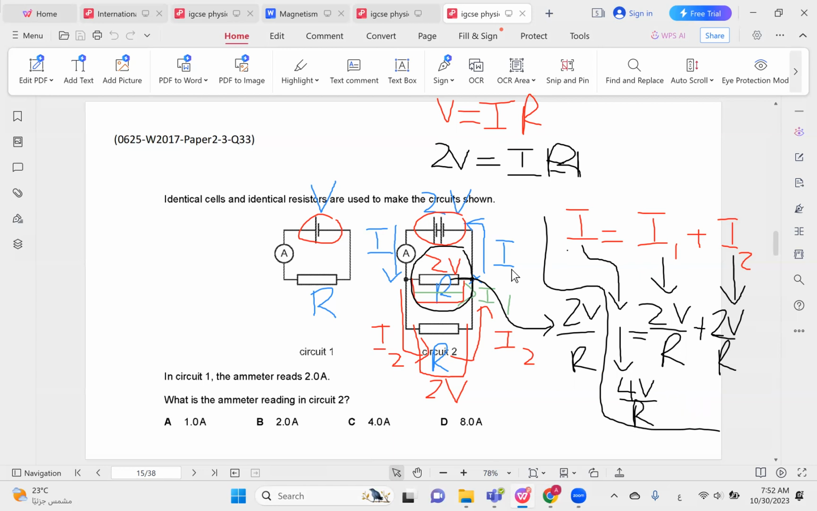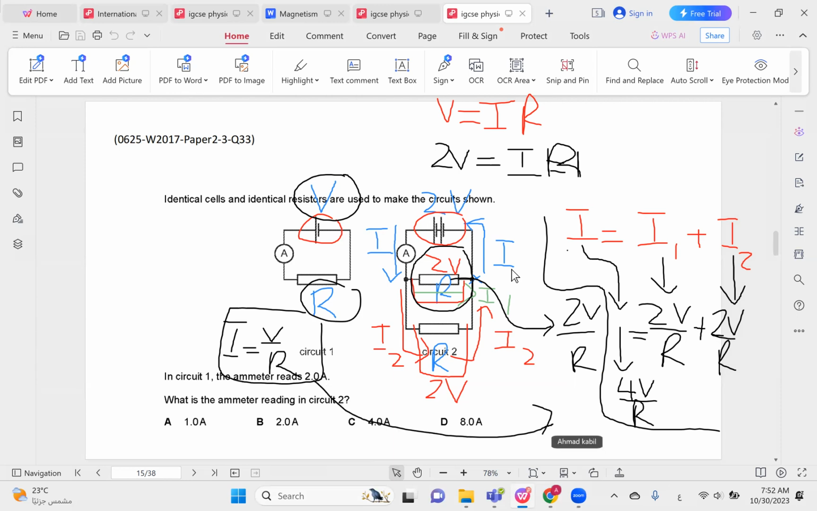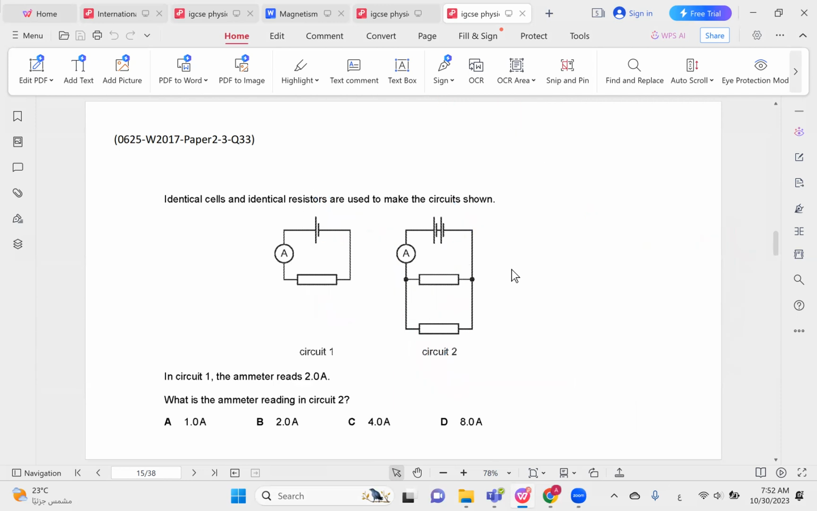What about in circuit 1? In circuit 1, things are much simpler. I have V and I have R, so I is just equal to V over R. So if I compare this current, I equals V over R, with the other current, what do I notice? I notice that it's 4 times as much. The current in circuit 2 is 4 times as much as that in circuit 1. So they tell us that in circuit 1, the ammeter reading is 2. Then in circuit 2, the ammeter reading must be 2 times 4, which is 8 amperes. Like I said, this is not an easy question, but I do hope you understood how we solve.